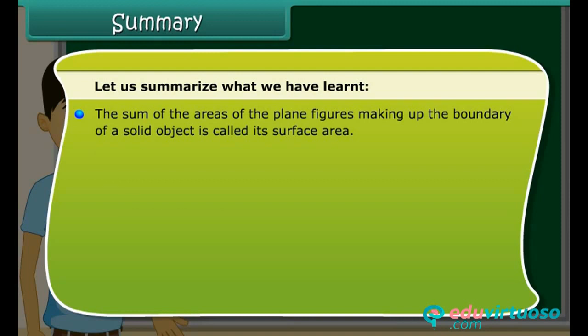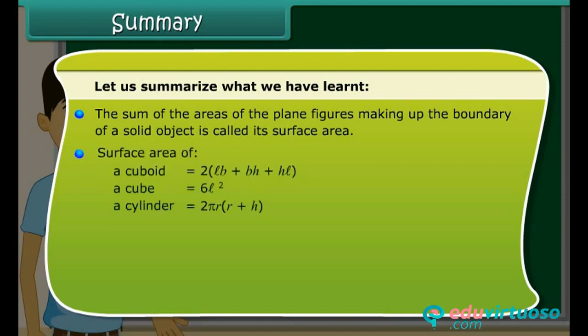Surface area of a cuboid is equal to 2(LB + BH + HL). Surface area of a cube is equal to 6L². Surface area of a cylinder is equal to 2πr(r + h).